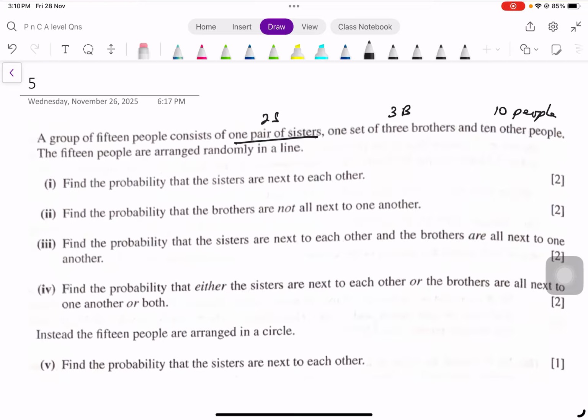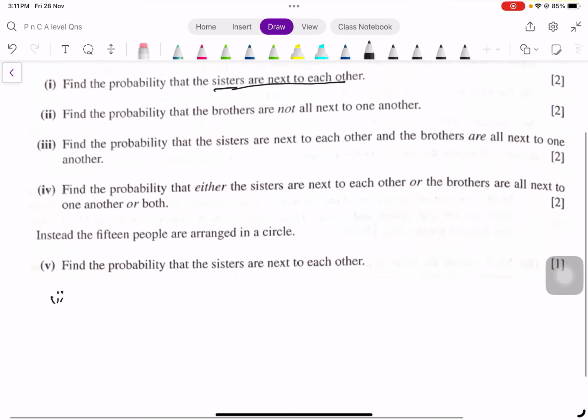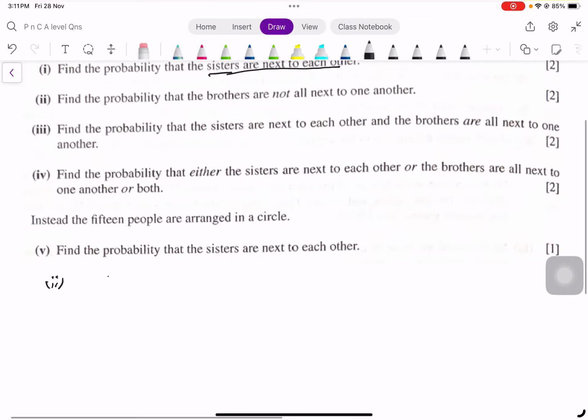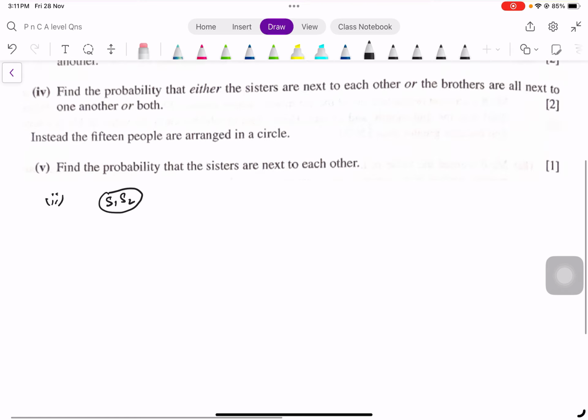The 15 people are arranged randomly in a line. Find the probability that the sisters are next to each other. We can do the arrangement first. The two sisters, I call them S1, S2, right? And then the remaining 13 people. That means you can actually arrange these so-called 14 objects.